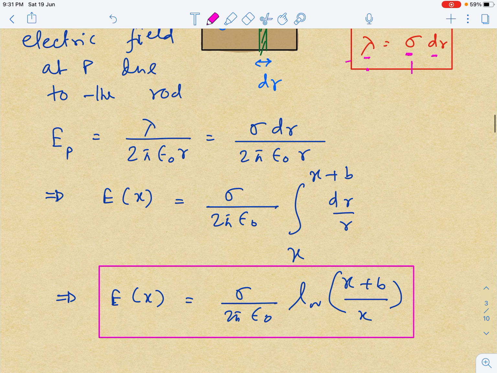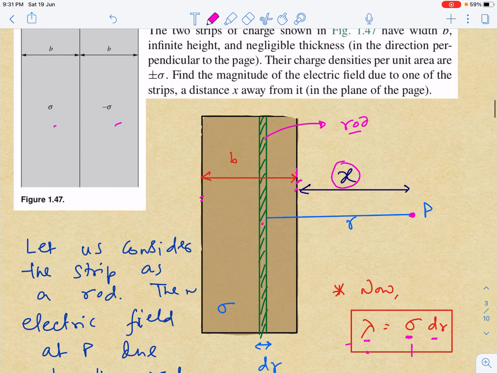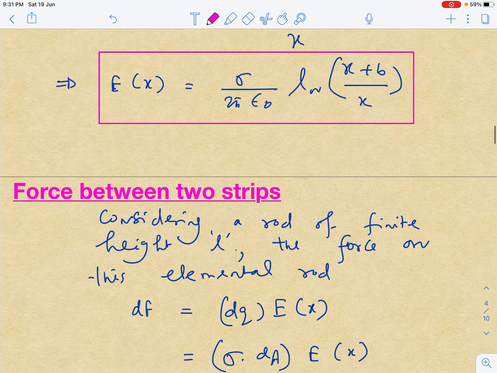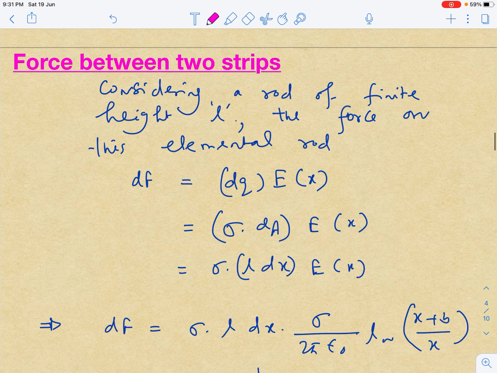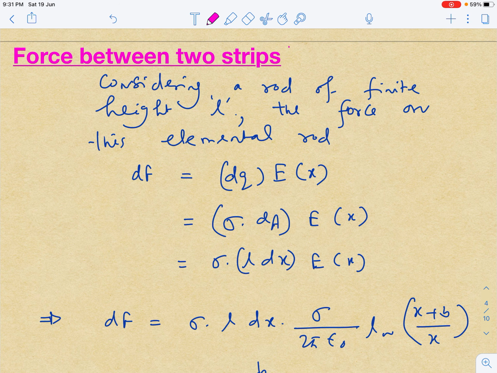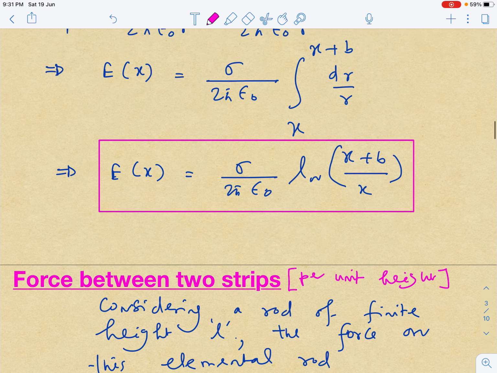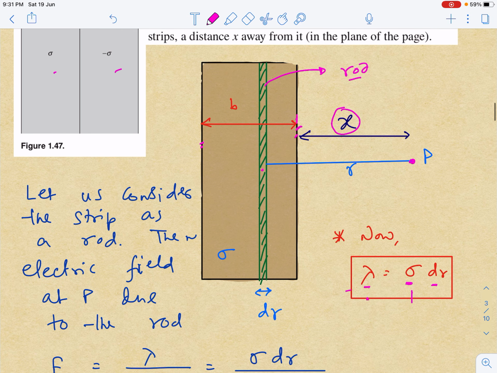Now, I am going to make this situation more interesting. Now I am going to calculate what is the force acting between these two strips per unit height or per unit length. So now that's going to be interesting. So force between two strips, within bracket I will write per unit height. Since they are infinitely long, I have to take per unit height. So for that, I'm just going to take the same diagram, but I'm going to take this length to be L. Let us take a finite length and let's see what's happening.